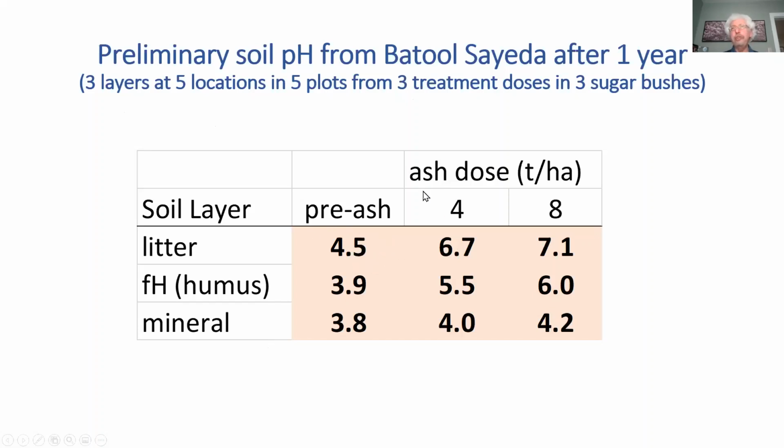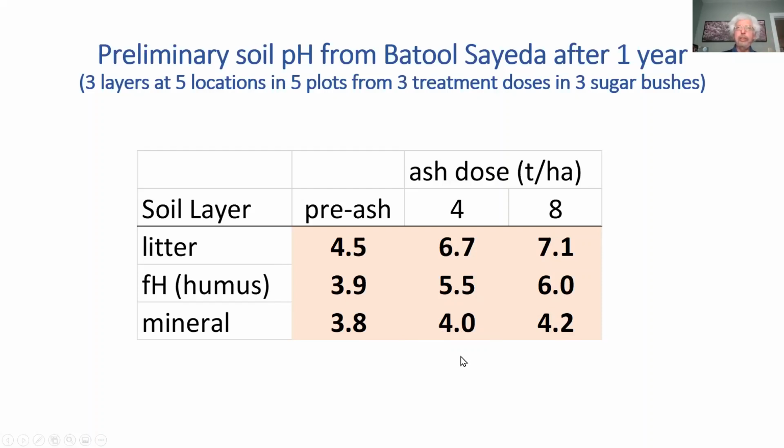So this shows that the 4 ton per hectare ash dose raised the pH in the litter layer of the soil from 4.5 to 6.7, a 100-fold reduction in acidity, and even more than 100-fold with the 8-ton per hectare dose. So dramatic reductions in acidity associated with the addition of ash in the top 2 layers. And this may not look like that much, but this is actually a dramatic reduction in acidity in the mineral layer as well, because this is a logarithmic scale. And that's after 1 winter and a spring.